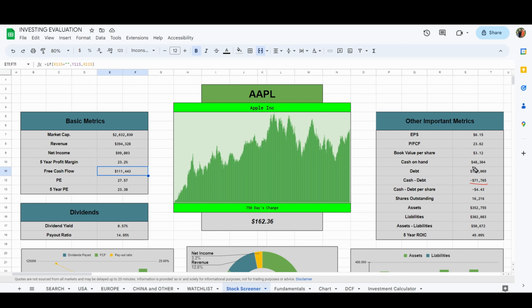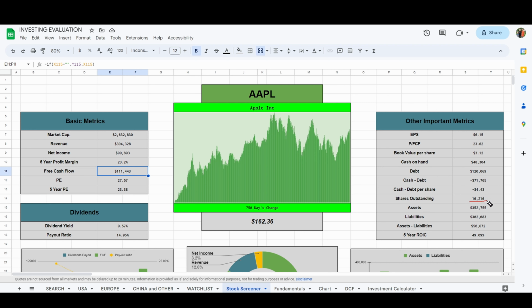So not great because they don't have a lot of cash, but their free cash flow is actually bigger than their cash. So that's very interesting. Next, we get the cash minus debt per share. So this basically shows you how much debt they have compared to the price. In Apple's case, they have $4.43 of debt per share compared to 162, which is not that bad.